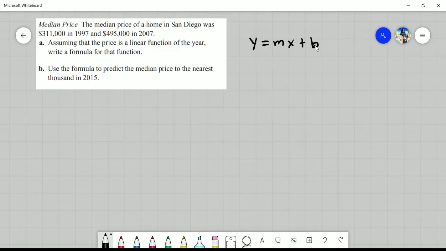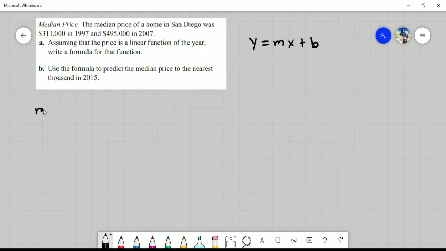And if we look at the information that's given here, we can treat the listing price and the year of this San Diego home in these two different years as points. 1997, we have a listing of $311,000. The listing in 2007, another pricing, $495,000. So we have point 1 and point 2. So what you would do is first find the slope for those 2 points.